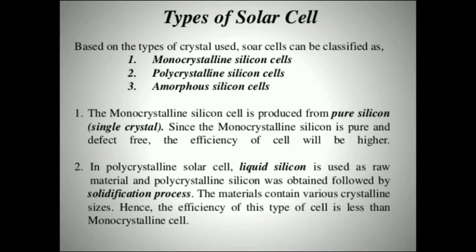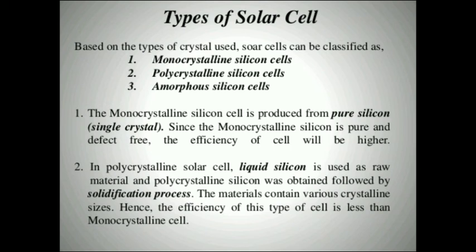The types of solar cell. Based on the type of crystal used, solar cells can be classified as monocrystalline silicon cell, polycrystalline silicon cell, and amorphous silicon cell. Okay, we don't need these three types. Once again, we can remember this. The monocrystalline silicon cell is produced from pure silicon.